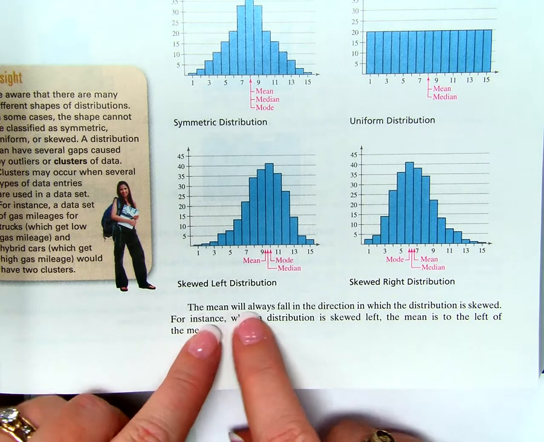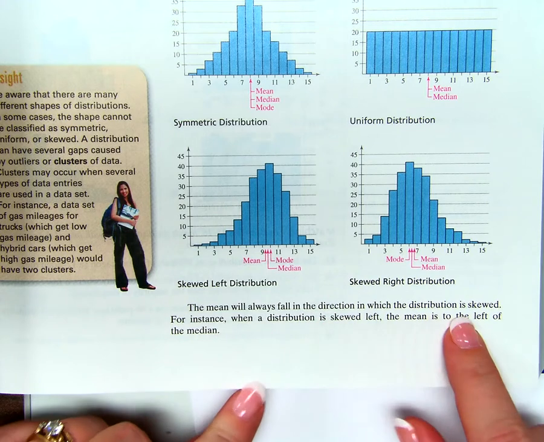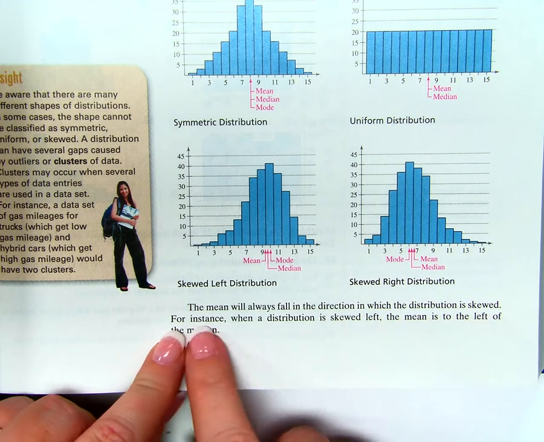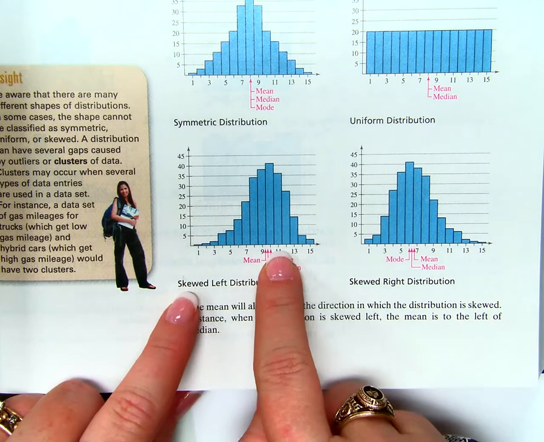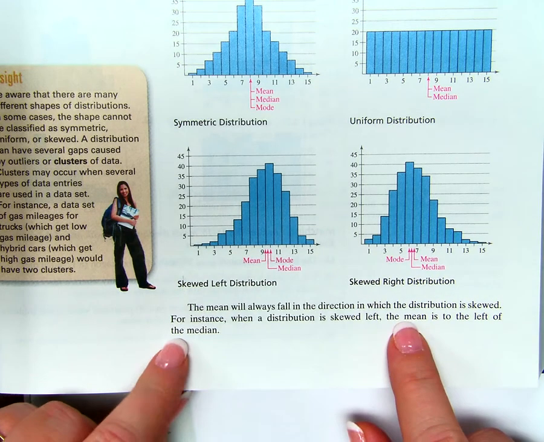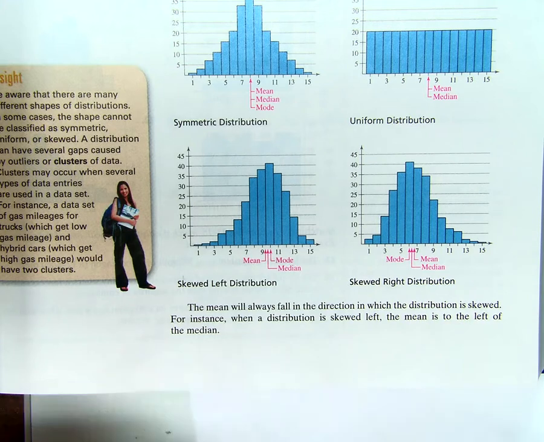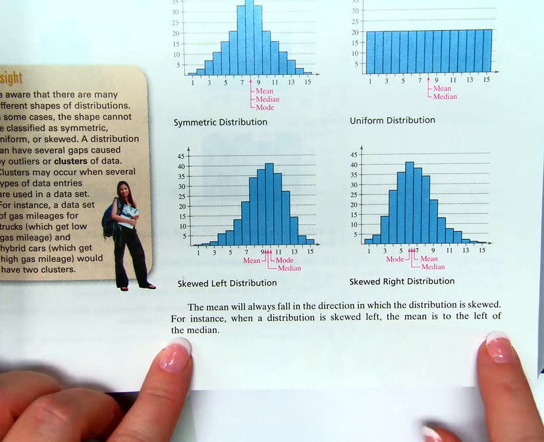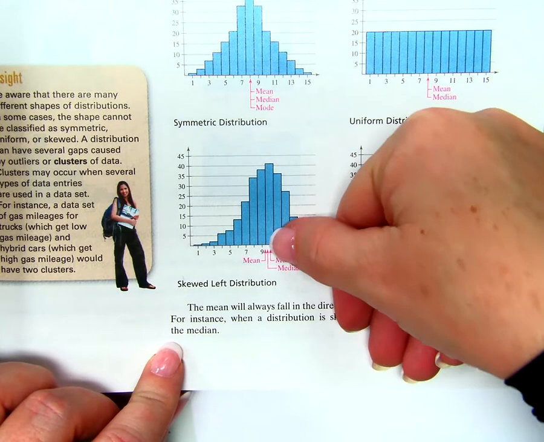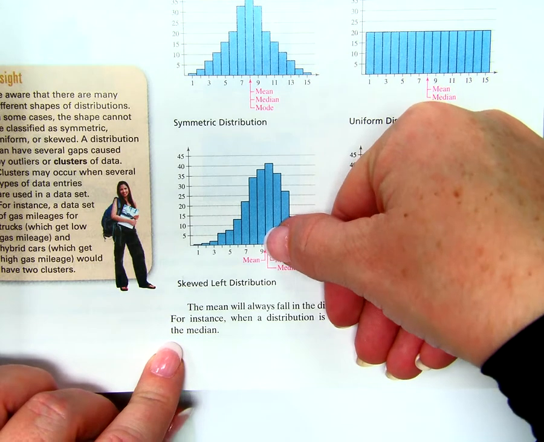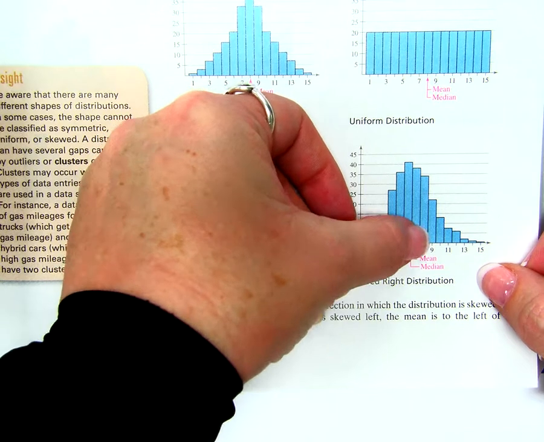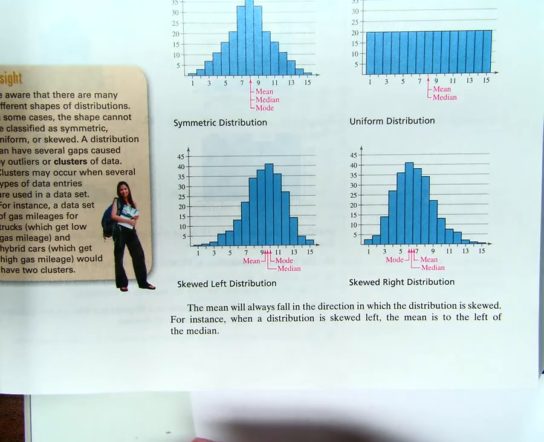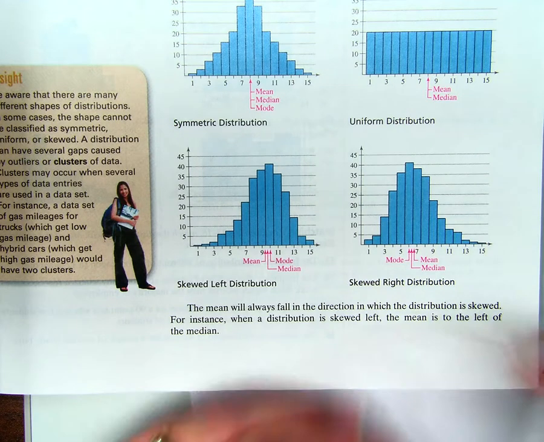This says the mean will always fall in the direction in which the distribution is skewed. So for instance, when a distribution is skewed left, the mean is to the left. The mean is to the left of the median. Excuse me, I didn't finish the whole sentence. The mean is to the left of the median. See right here, the median is right here, and the mean is to the left of that. Right here, this is skewed right, so here's the median, and the mean is to the right of that. That's another way to look at it. Does that make any sense? Some sense? A little sense? Okay, good.